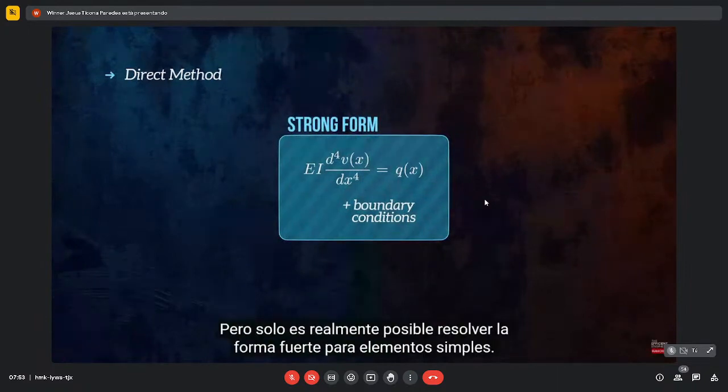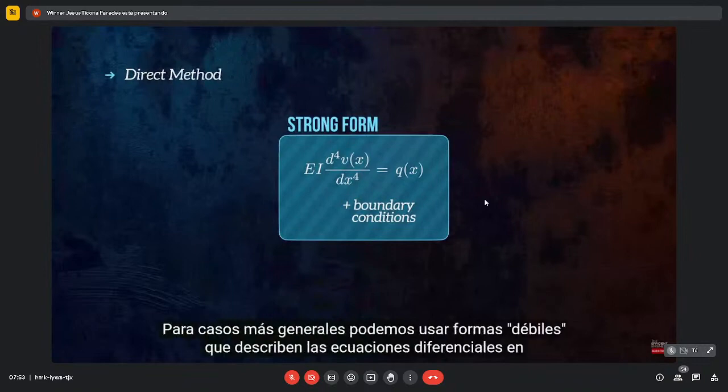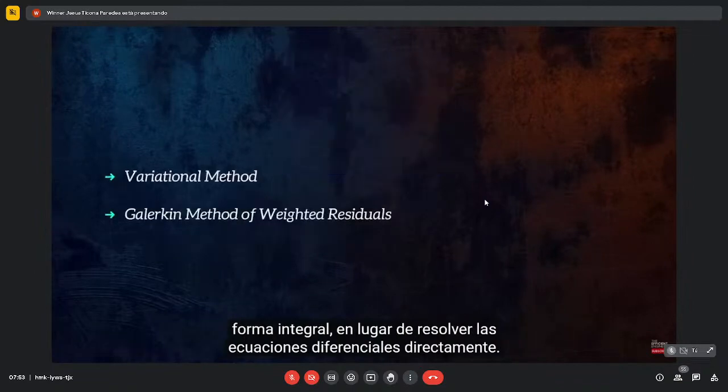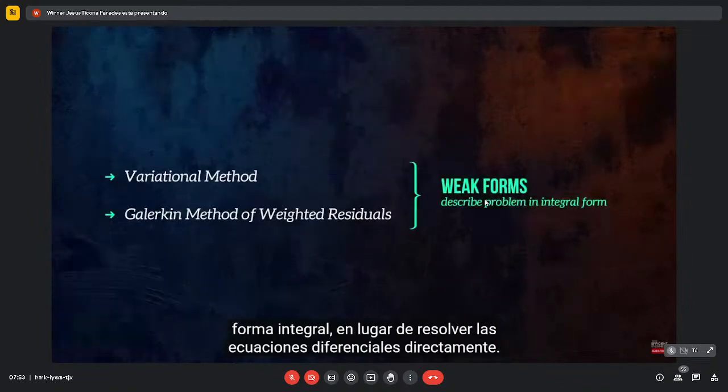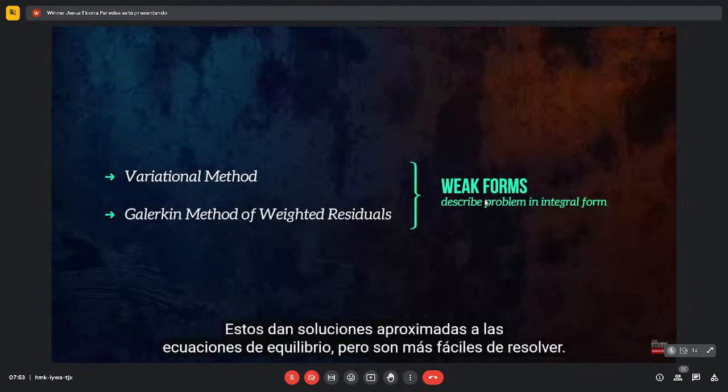But it's only really possible to solve the strong form for simple elements. For more general cases, we can use weak forms that describe the differential equations in integral form, instead of solving the differential equations directly. These give approximate solutions to the equilibrium equations, but are easier to solve.